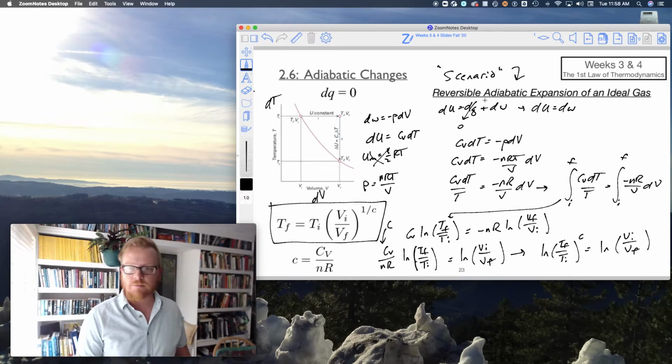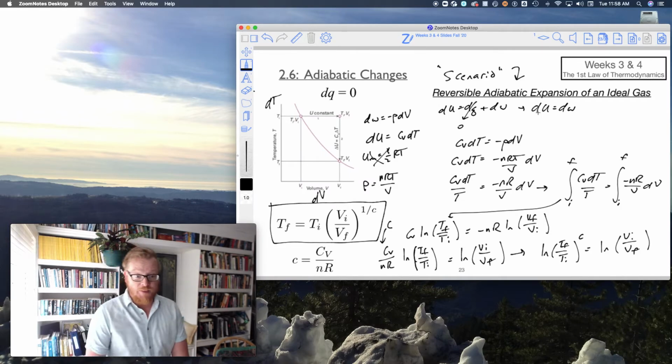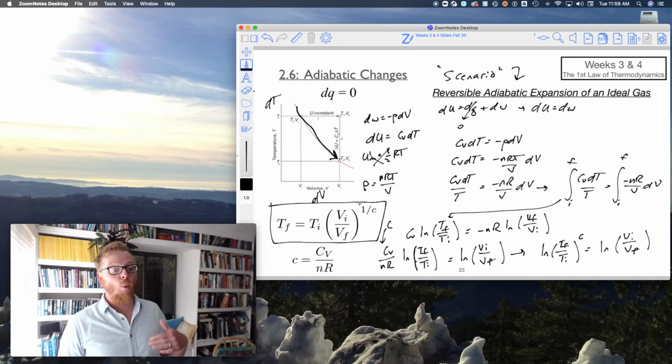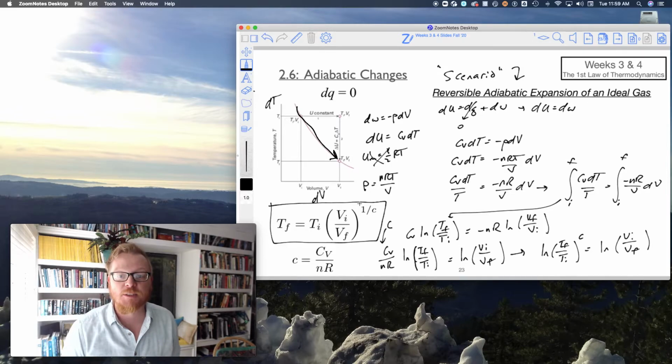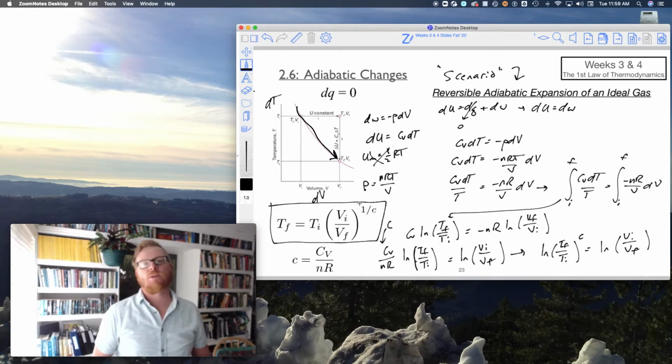Okay? So let's see what I have on the next slide. Okay, so this relationship gives us this curve here. So this gives us a way of predicting the change in temperature when we have expansion of an adiabatic system. And so how do we physically wrap our heads around what's going on there?